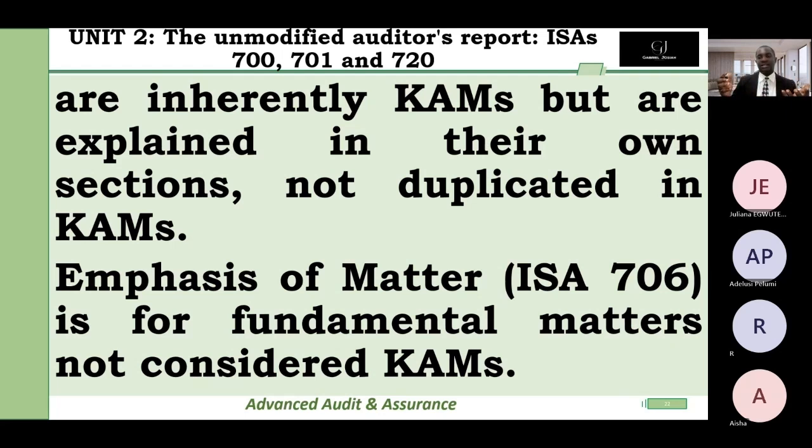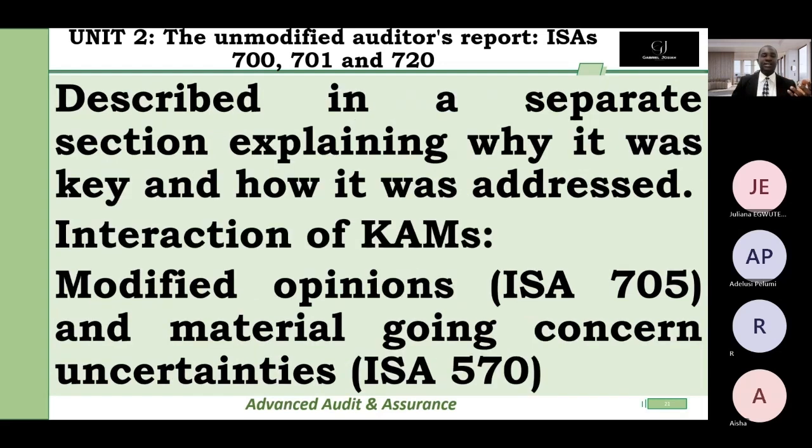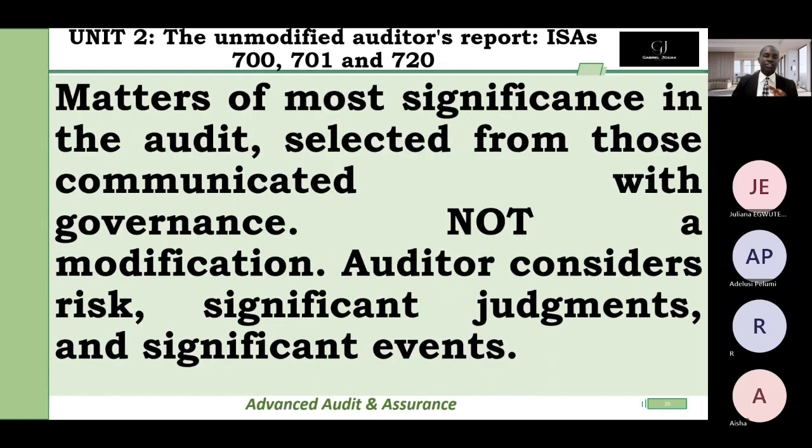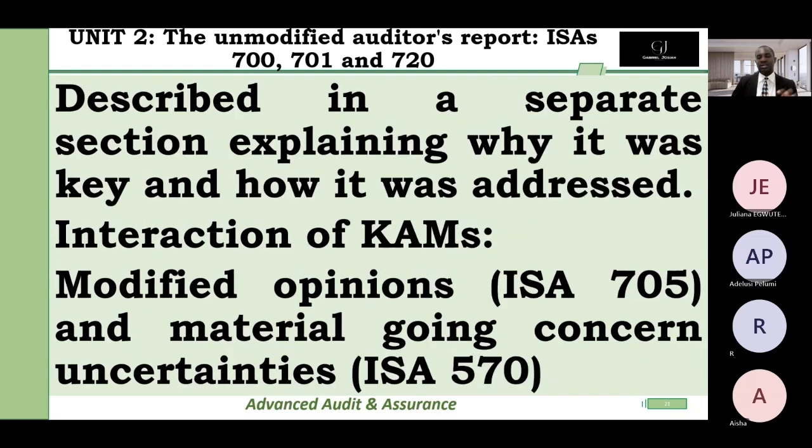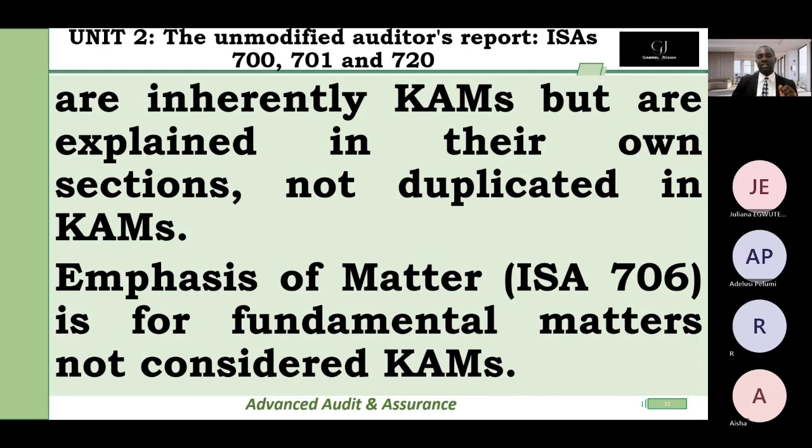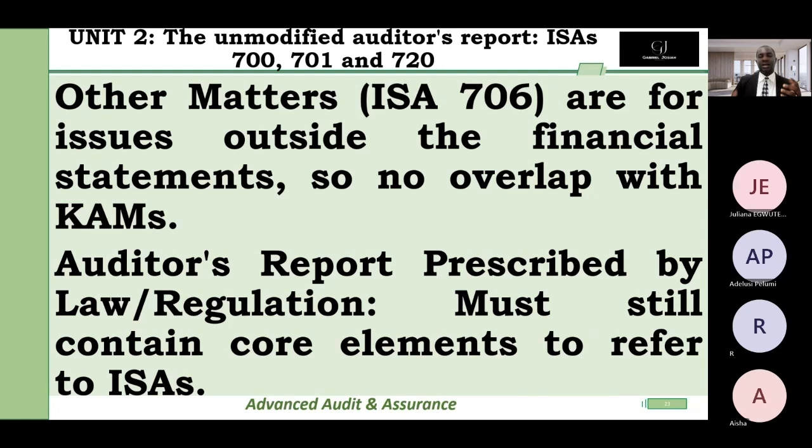And the emphasis of matter based on ISA 706 is for fundamental matters not considered as key audit matters or issues to come under that area. So where management attention is supposed to be drawn to particular events in the financial statements, then under the modified opinions, auditors could draw their attention to that. And the emphasis is fundamental for key audit matters. Now, we have other matters in ISA 706, which are issues outside the financial statements. So they don't overlap the key audit matters.